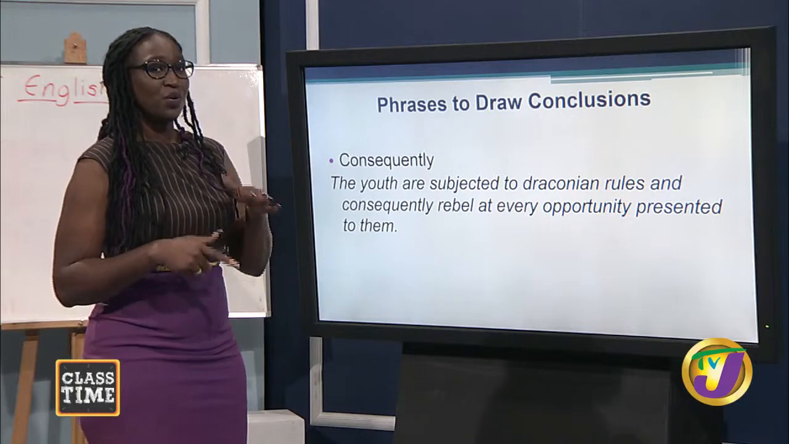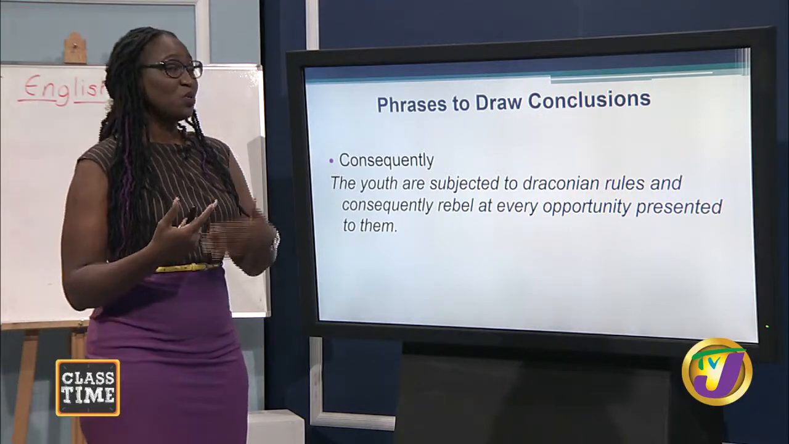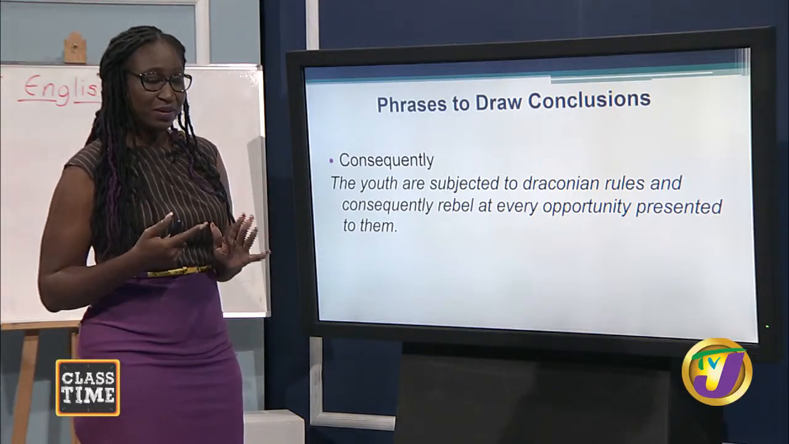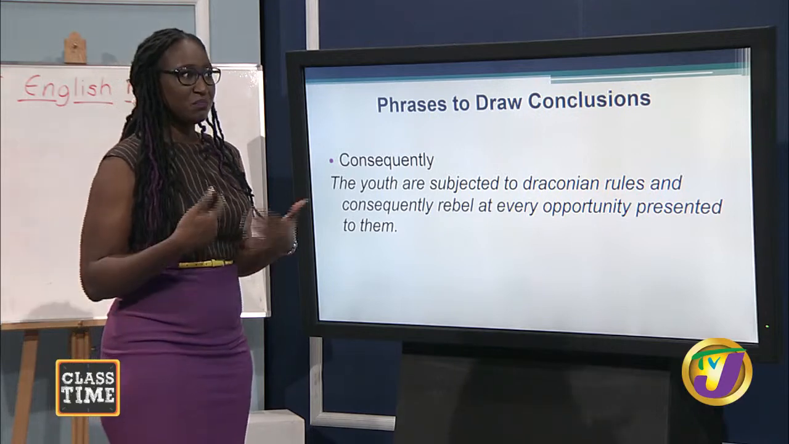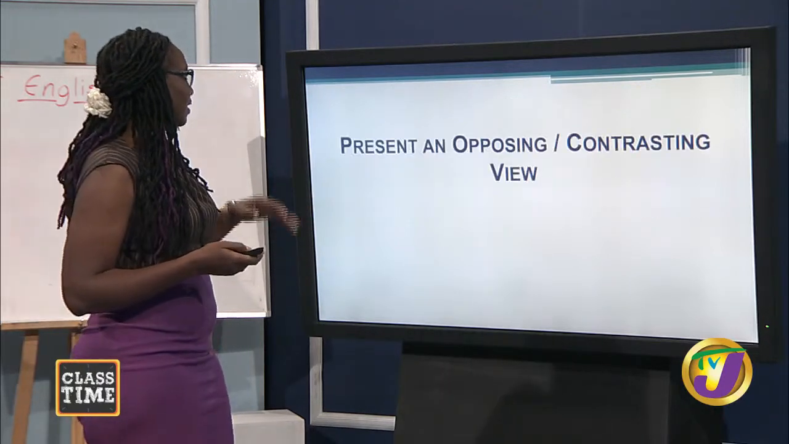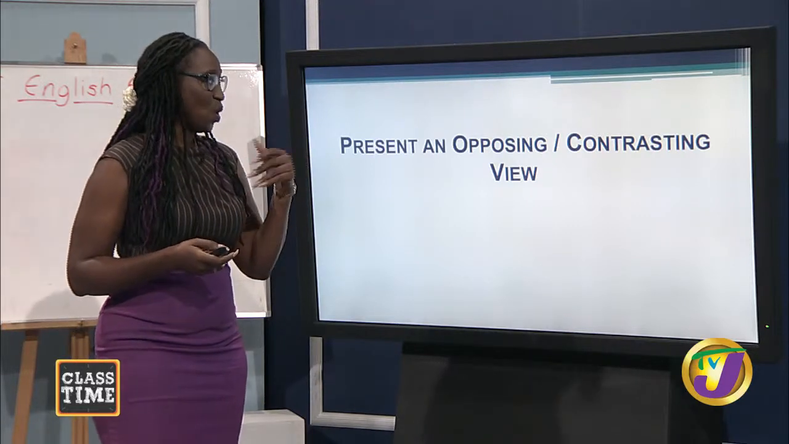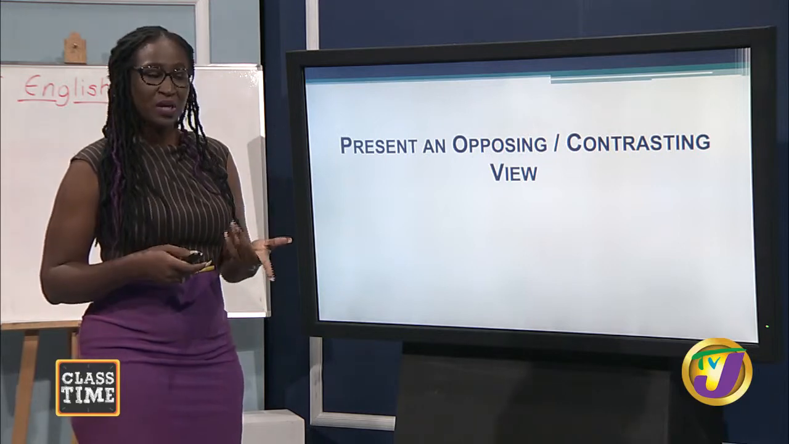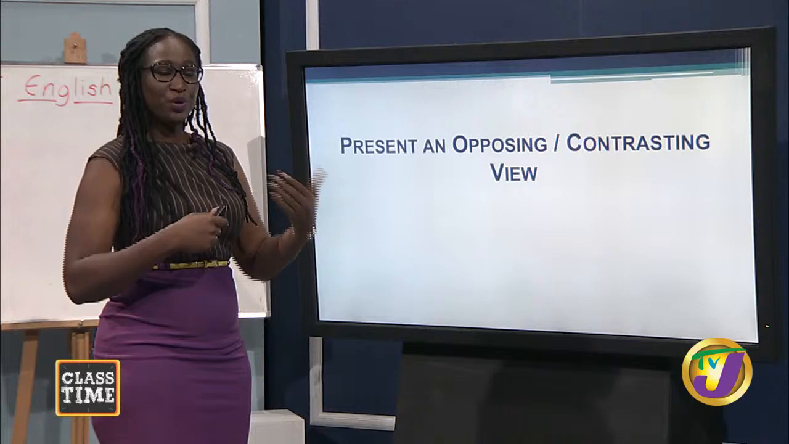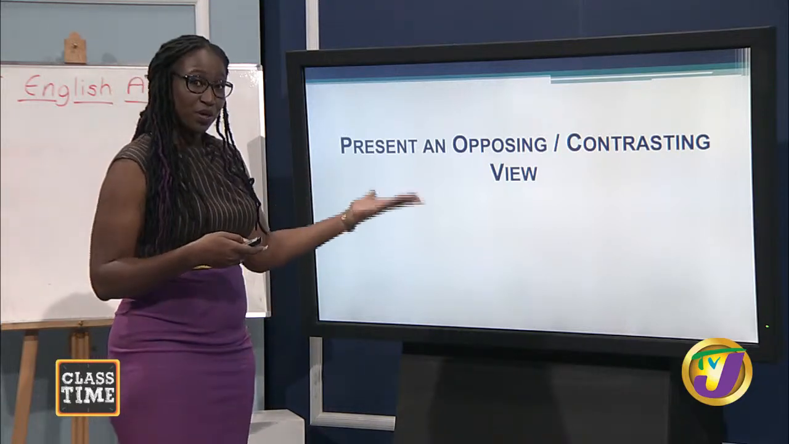Because remember, you are writing persuasively, so you're trying to convince someone. So you might have to do a bit of exaggeration. We looked at all those devices already. So a little bit of exaggeration might do the trick. So let's move on. We're looking at phrases now that present an opposing or contrasting view. So remember now, sometimes in your argument, you might want to bring up what your opposition would say. So this is a way you can do that.